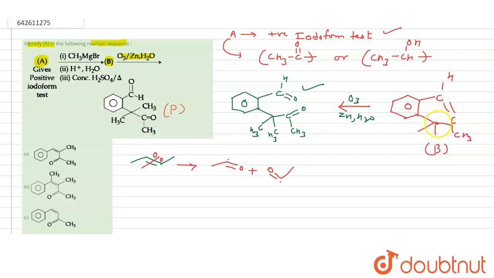So B must be this, right? And B is forming from this series of reactions from A, right? So that means this B is forming from A, and A has, you can say, this CH3CO group. So we have to find out A from the series of this reaction.